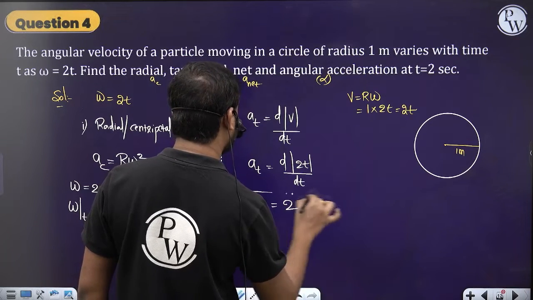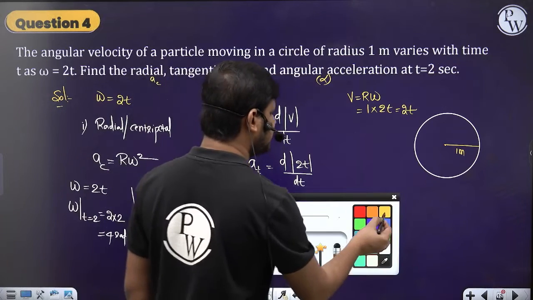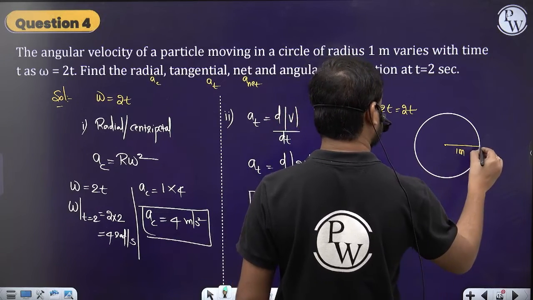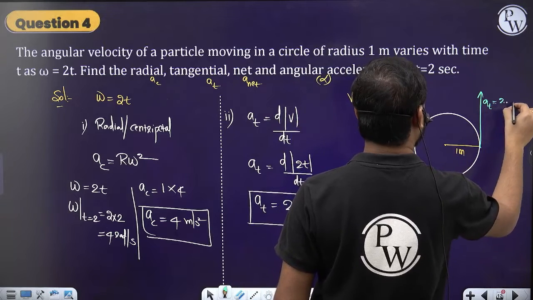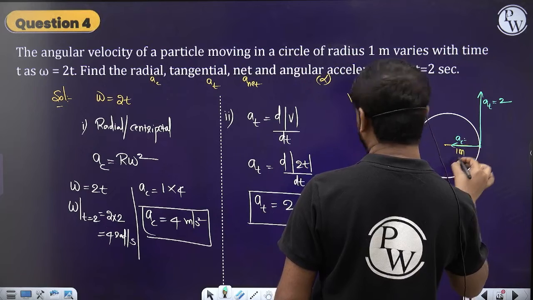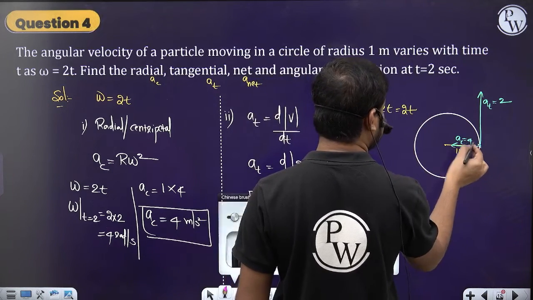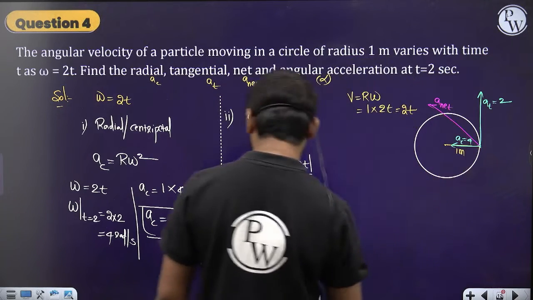Now we have got at and we have got ac. So can we find the net acceleration now? Understand here: on this side the at, which is equal to 2 meter per second square, and on this side the ac, which is equal to 4 meter per second square. So now the net acceleration will be this side, the a net will be there, right? So what is that a net?